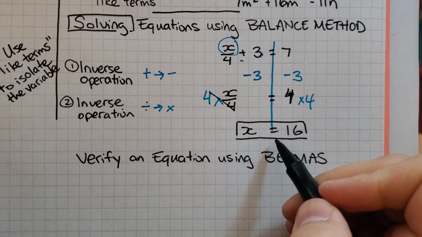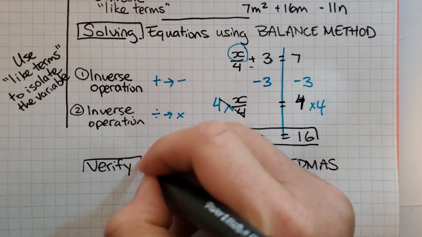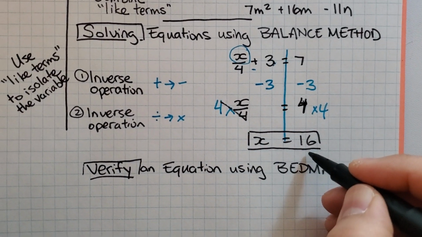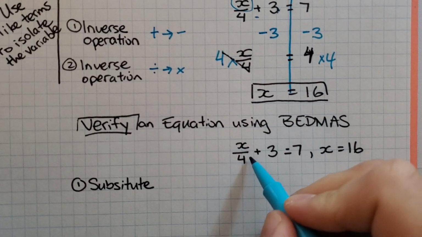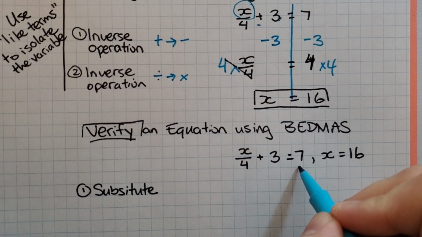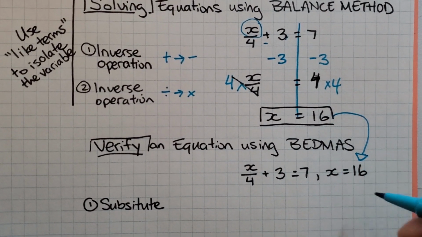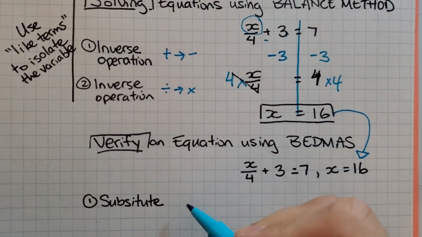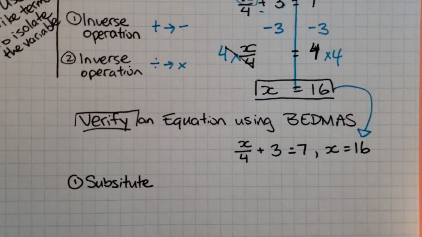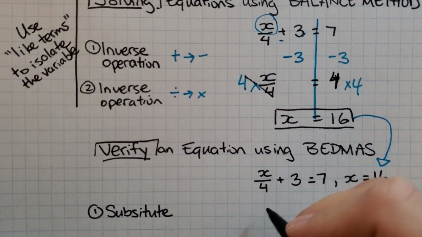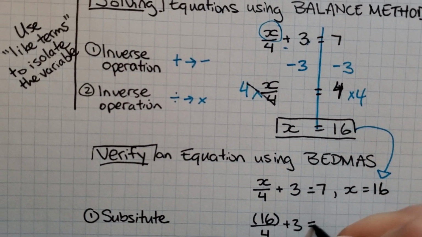After we have solved for x, we're going to verify an equation using BEDMAS. We're going to verify that x is actually 16. So this is how we do that. Verifying this equation, x over 4 plus 3 equals 7, and x equals 16, because that's what we thought our answer was. The first step to check if that's right is we substitute. So we're going to write 16 over 4 plus 3 equals 7.